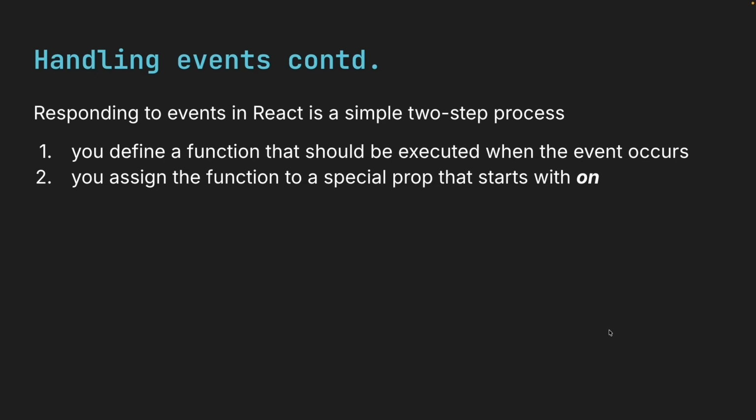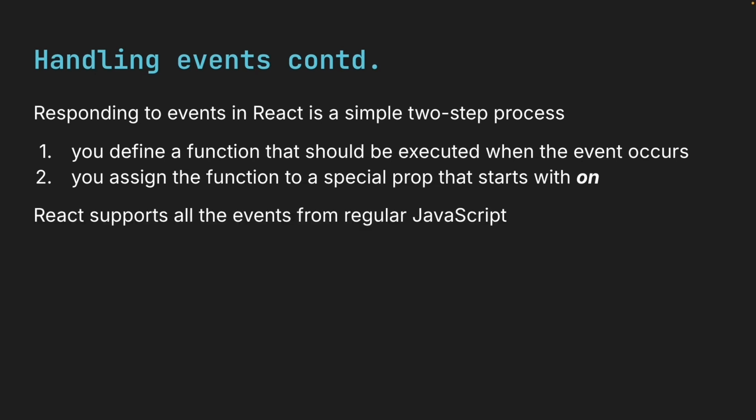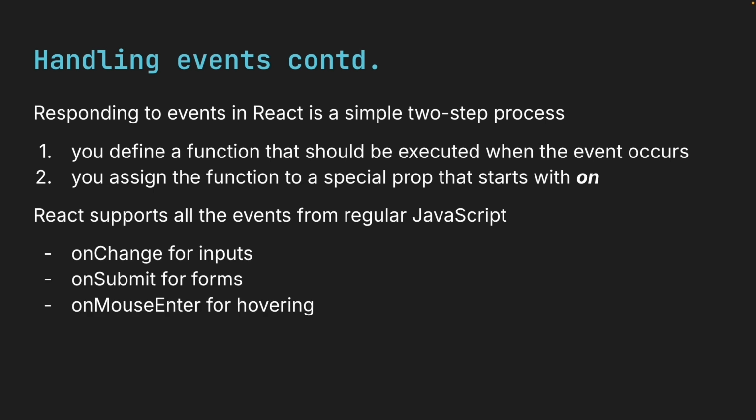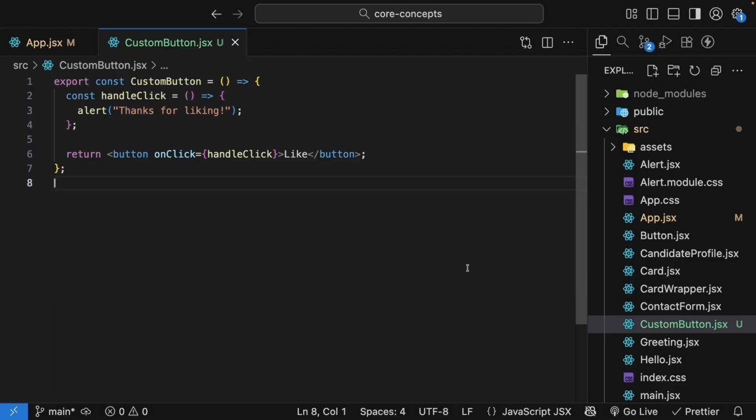Now, I showed you onClick, but React supports all the events you're used to from regular JavaScript. onChange for inputs, onSubmit for forms, onMouseEnter for hovering, etc. They all follow the same naming convention, camel case names starting with on. Finally, let me show you how to use the event object. Every event handler receives an event object as its first parameter. We usually call it e or event, and it contains useful information about the event itself.